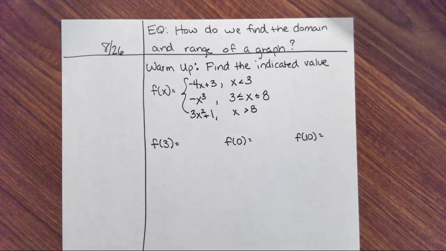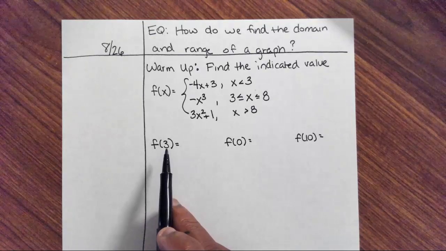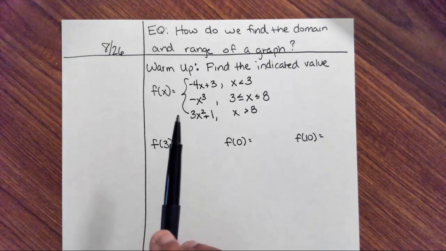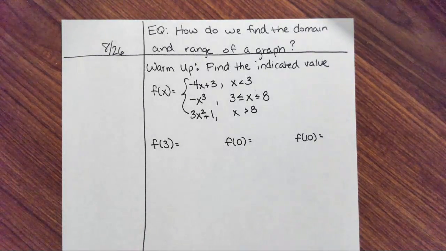They ask you about two values. I'm going to ask you about these three values. I want to know f of 3. When I look at f of 3, remember on the piecewise, you're specifying the domain. So here your x is 3, right? What function does that fall upon? First, second, or third?